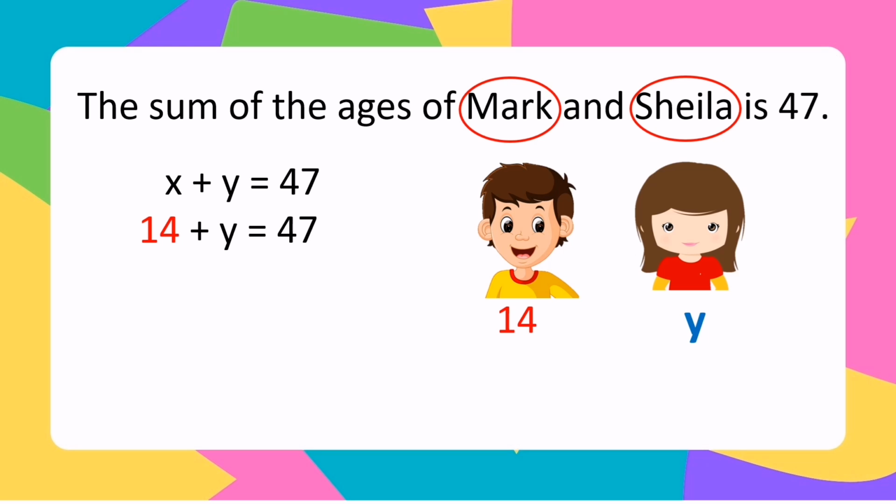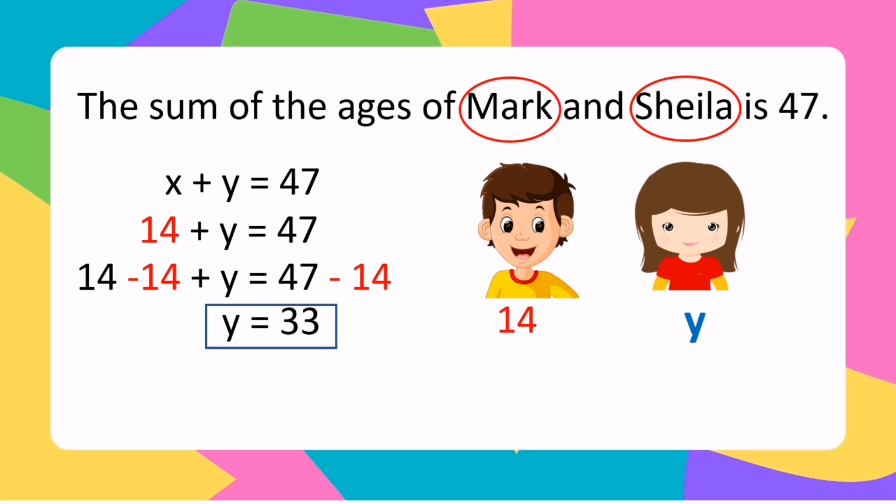And to isolate y on the left side of the equation, using the addition property of equality, we add negative 14 on both sides of the equation. So we have 14 minus 14 plus y is equal to 47 minus 14. Simplifying this becomes y equals 33. So this means that if Mark is 14 years old, then the age of Sheila would be 33.